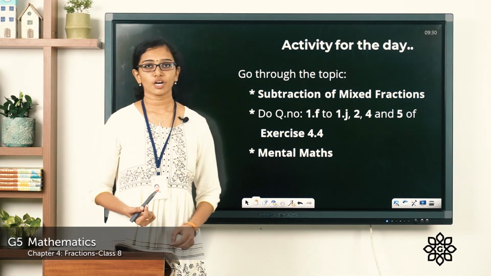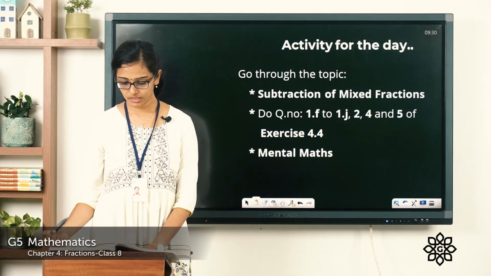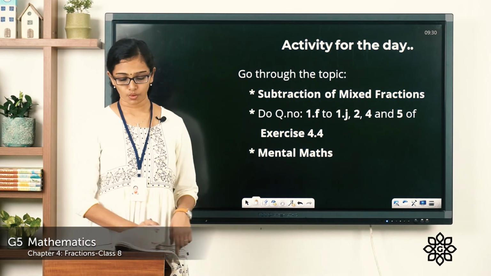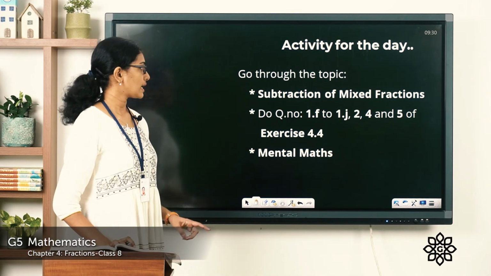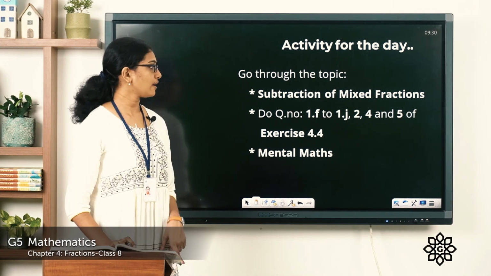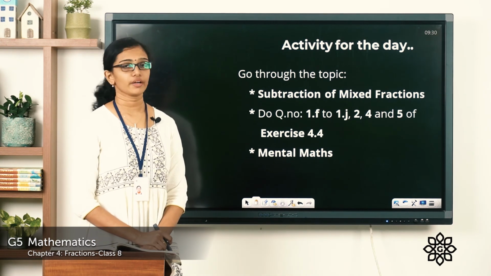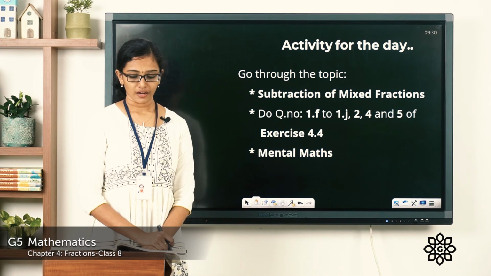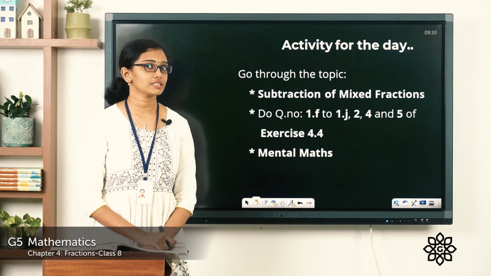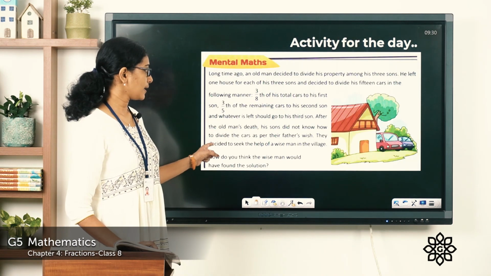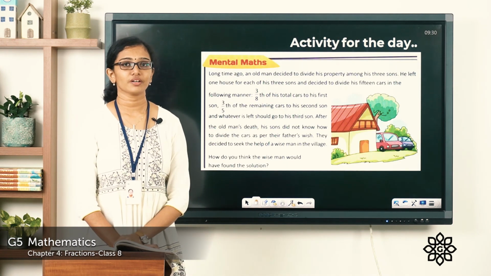Now you can go through the topic subtraction of mixed fractions on page number 65 of your textbook. Once you are done with that, please move on to exercise 4.4, and you have to complete questions 1F to 1J and also question numbers 2, 4 and 5 of the same exercise. Now after that, on the next page, page number 67, we can see the heading mental maths. We can see this question there. Please go through that as well and do accordingly.